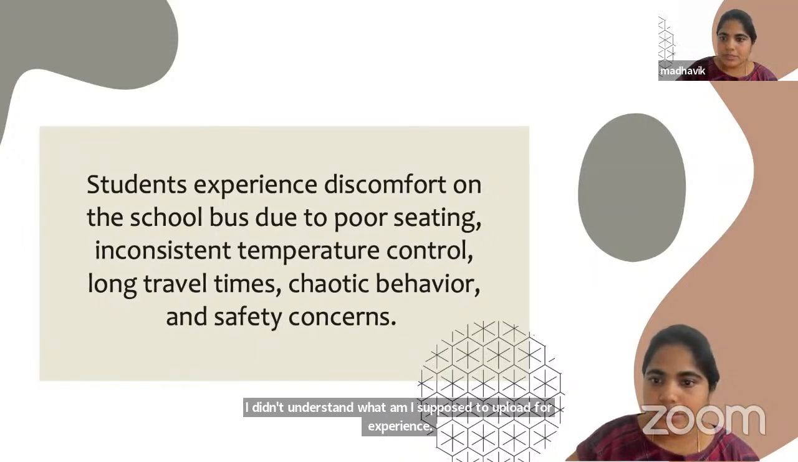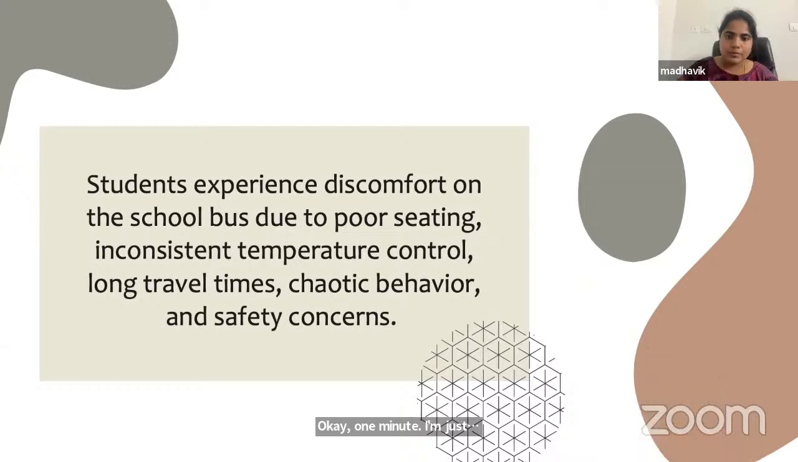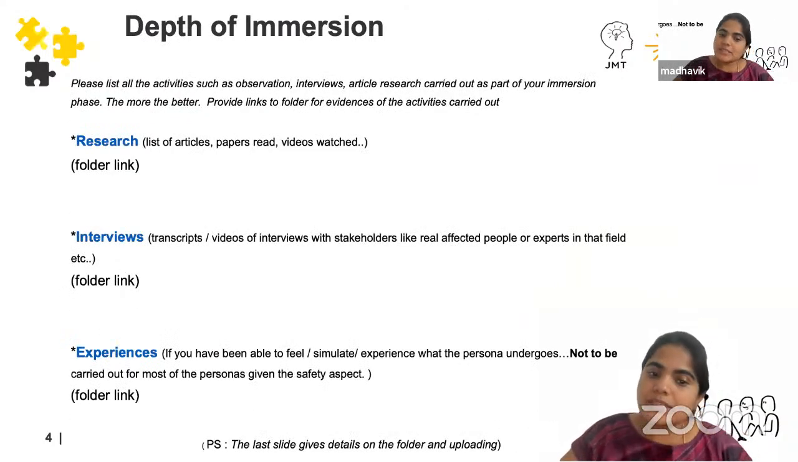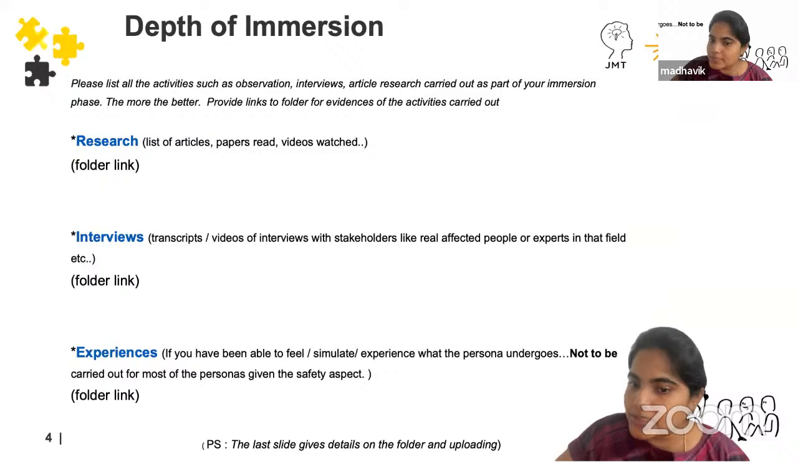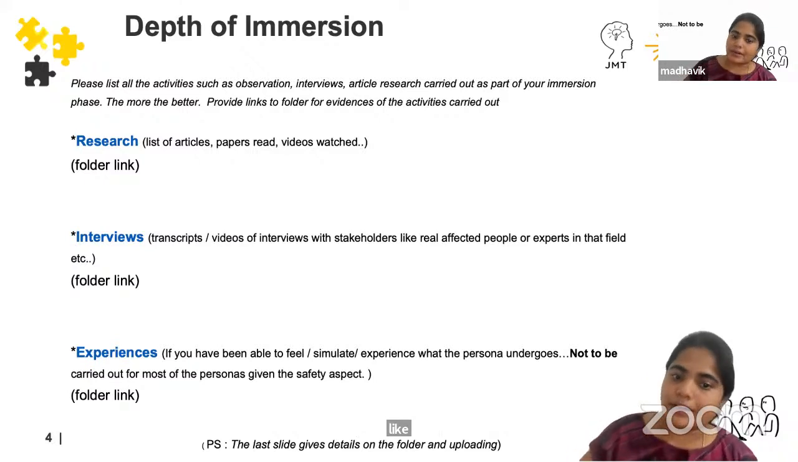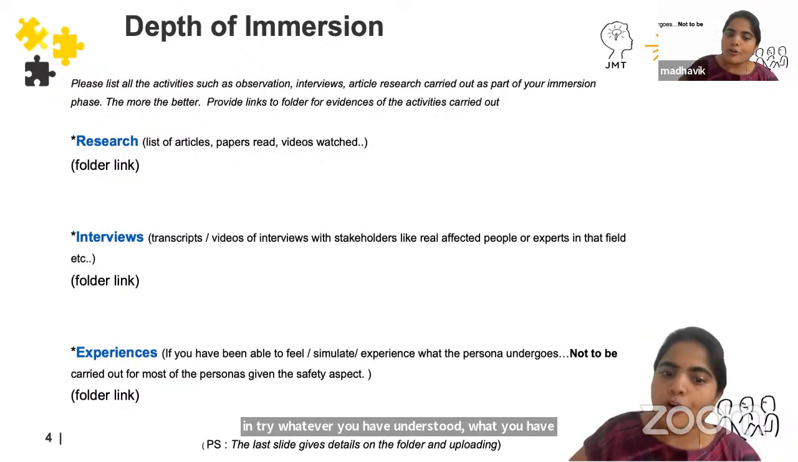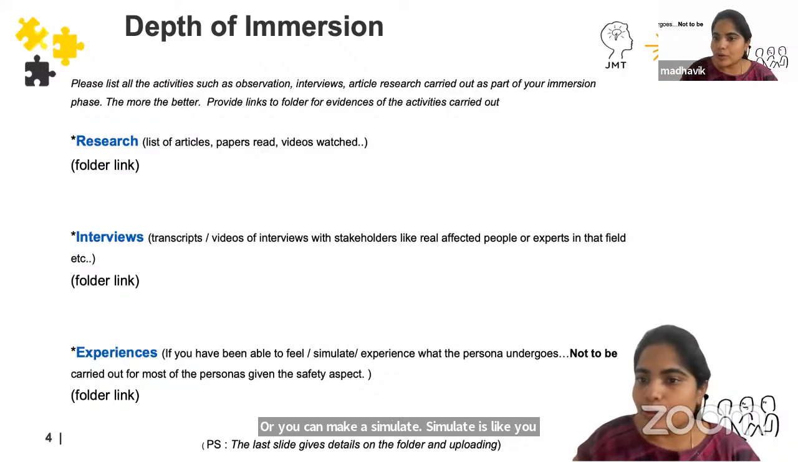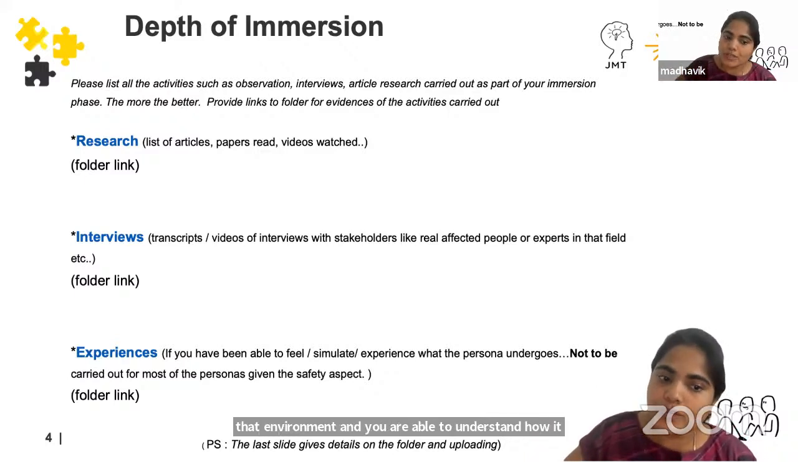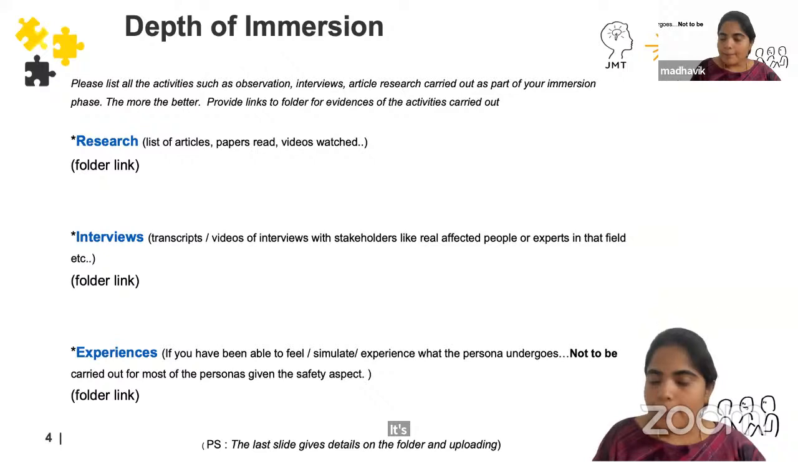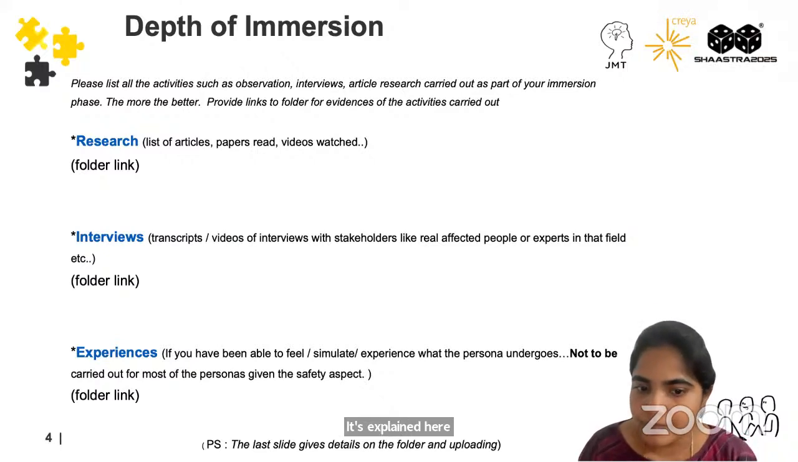Okay. So experience, if you were able to feel, like I told you the phase try, right? In try, whatever you have understood, what you have experienced, you can write. Like try, or you play a role play, or you can make a simulation. Simulate is like you create that environment and you are able to understand how it has happened. So those kinds of things you can write in experiences. It's explained here. When the PPT is sent to you, maybe you can understand that. Okay, ma'am. Thank you, ma'am.